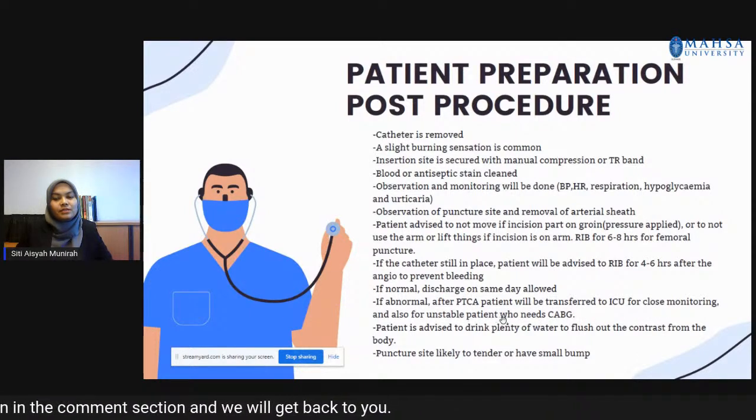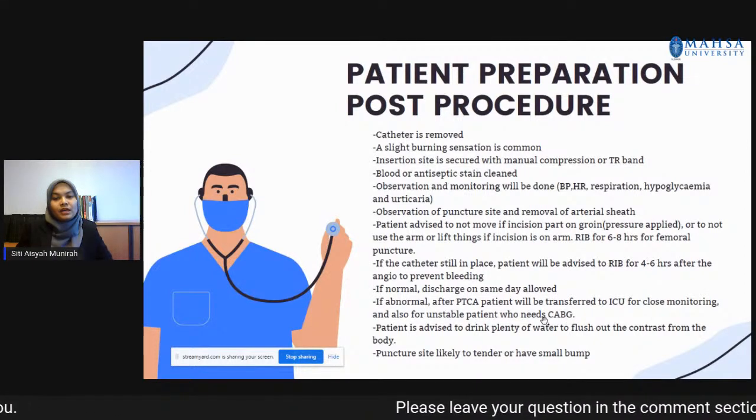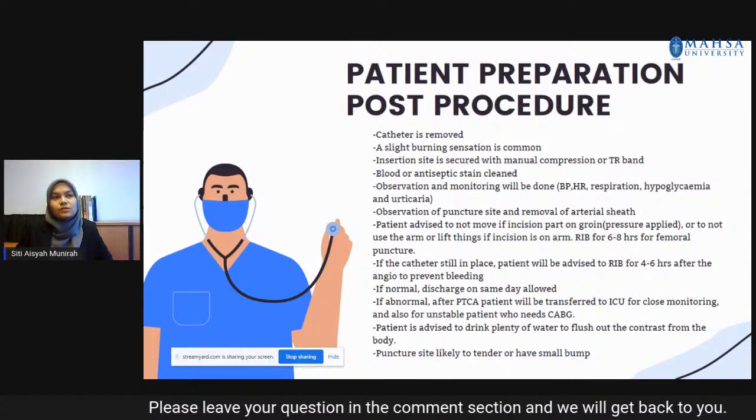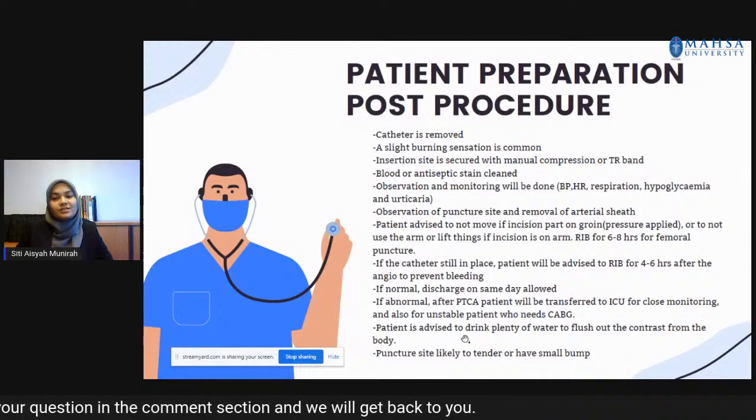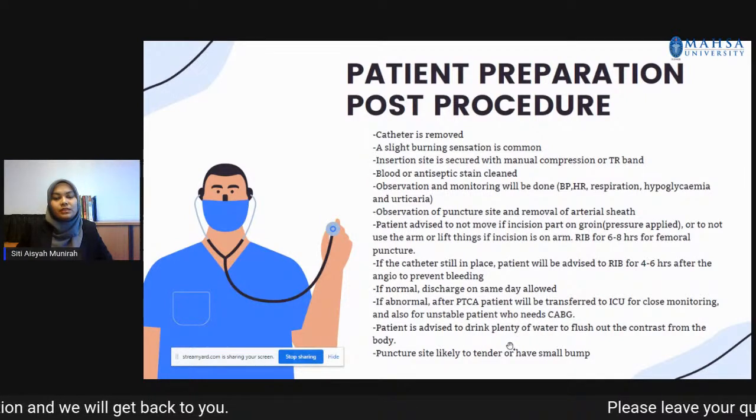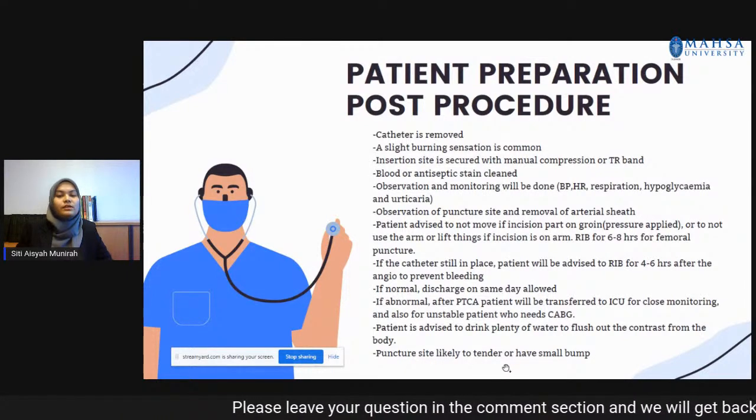And for unstable patients, they need to undergo CABG. CABG means coronary artery bypass graft. Because this procedure uses contrast media, to extract the contrast media from the body, the patient is advised to drink plenty of water to flush out the contrast media from the body. The patient is also told that the puncture site may have a slight bruise or a small lump.